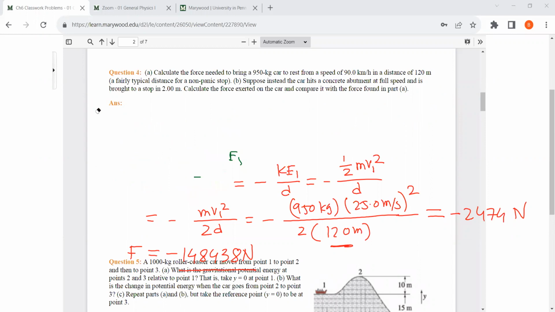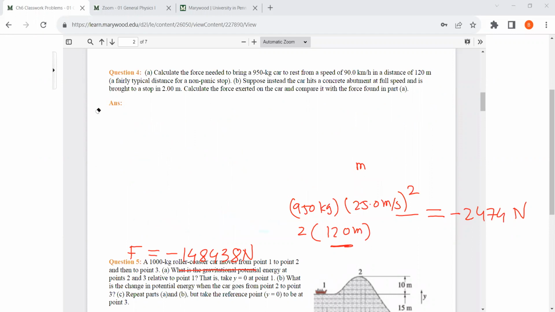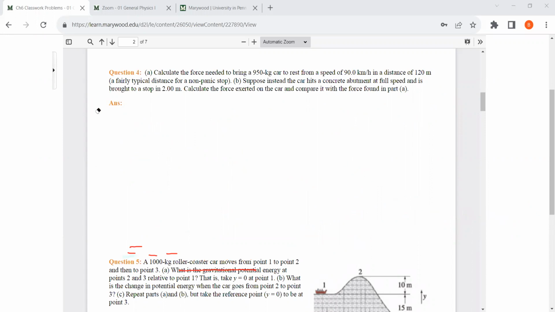All right, the next problem. In the next problem, we are going to use the conservation of mechanical energy. Basically, in the next few problems, it looks like we are first going to use potential energy. It looks like the next problem is a potential energy problem.